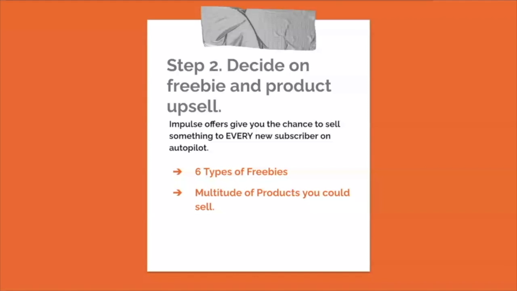Okay. Step 2 is to decide on a freebie and product upsell. Impulse offers give you the chance to sell something to every single new subscriber on autopilot, which is why I love them. There's no launching involved. It's literally like you have an opportunity with every single new person who subscribes to your list to make a sale. And it's completely passive. So in this section, I really want to talk about 6 types of freebies. And I want to talk about the multitude of products that you could sell, just to kind of get the ball and the ideas rolling for you here.